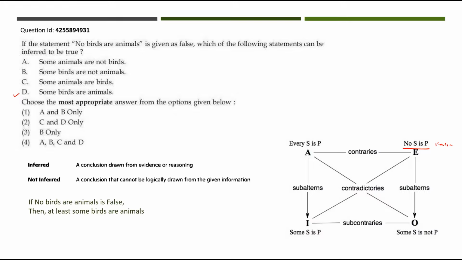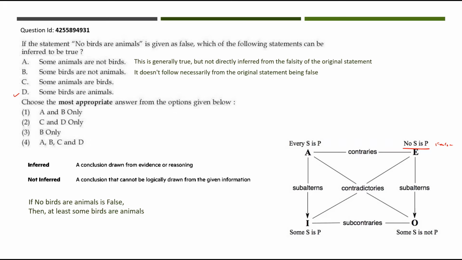Apart from that, we have to check the other statements A, B and C also. So let's start from A. Some animals are not birds. This is generally true but not directly inferred from the falsity of the original statement. Let's take B. B states that some birds are not animals. This doesn't follow necessarily from the original statement being false.